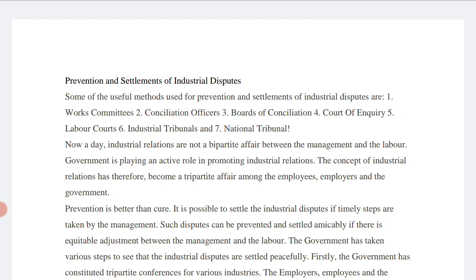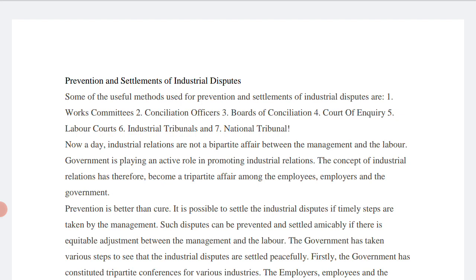First thing is, it is always said that prevention is better than cure. It means if you think that something might result into industrial conflict, or that some issue can result into conflict or dispute, then immediately what you are required to do is prevent. So it is always said that prevention is better than cure.